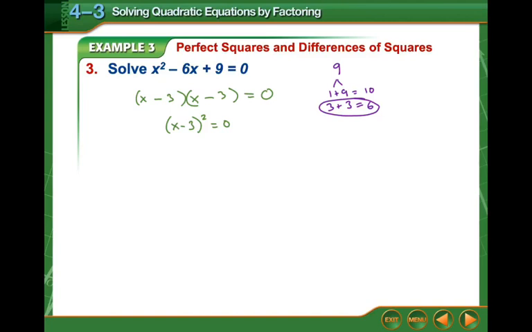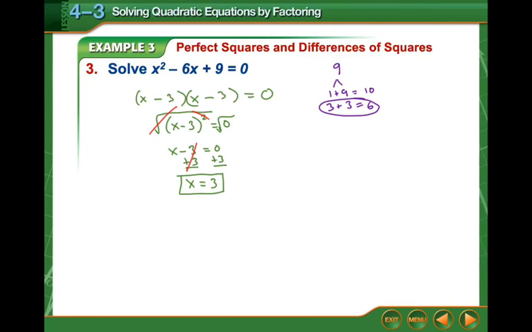But at this point, the nice thing here is that we could square root both sides. Instead of setting each factor equal to 0, we're just going to get rid of the square. And of course, the square root of 0 is 0. So x minus 3 equals 0. We add 3 to both sides. And we now have that x is equal to 3. And that's it. Pretty simple.